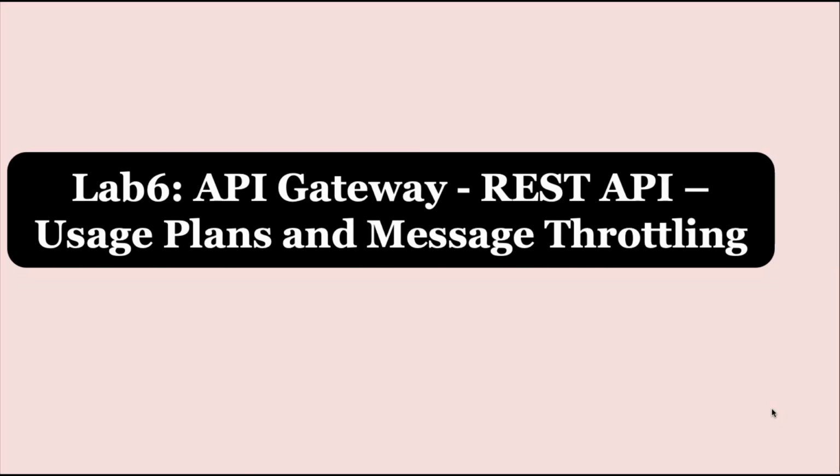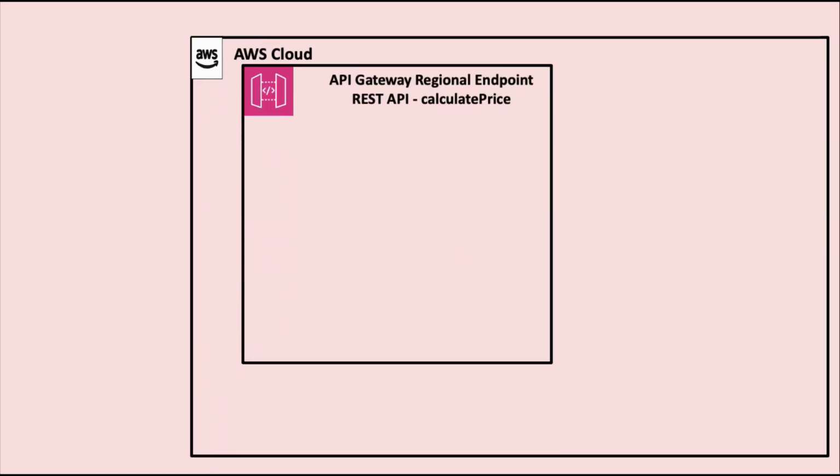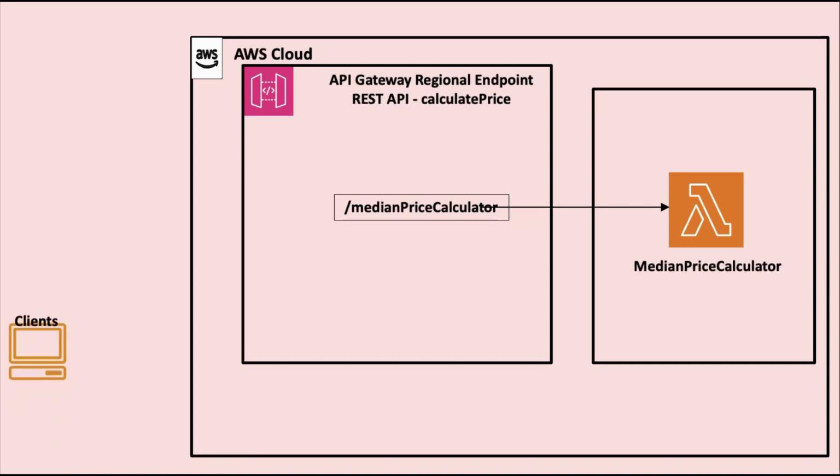Hi all, in this lab, let us understand how to implement usage plans and message throttling for individual APIs in API Gateway. Okay, let's get started. So we have created one REST API called calculate price, and then we have defined one resource called median price calculator, and the backend is Lambda.